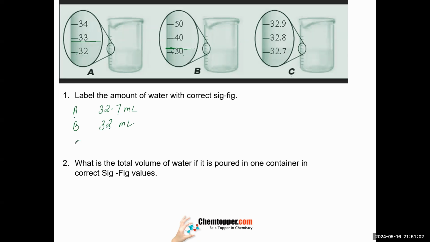Okay, now let's see the C container. In the C container, the liquid is here. So it is 32.7. That is certain, 32.7.